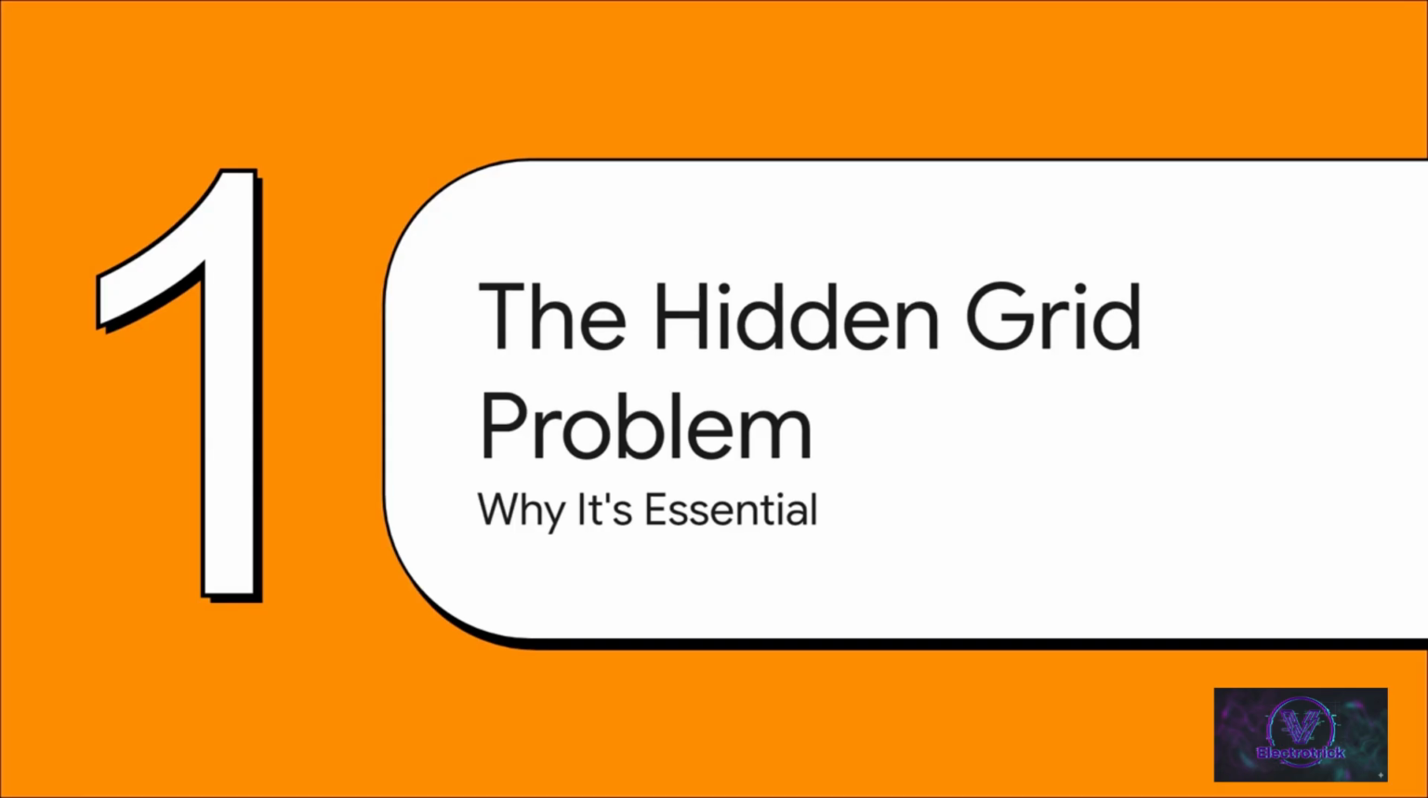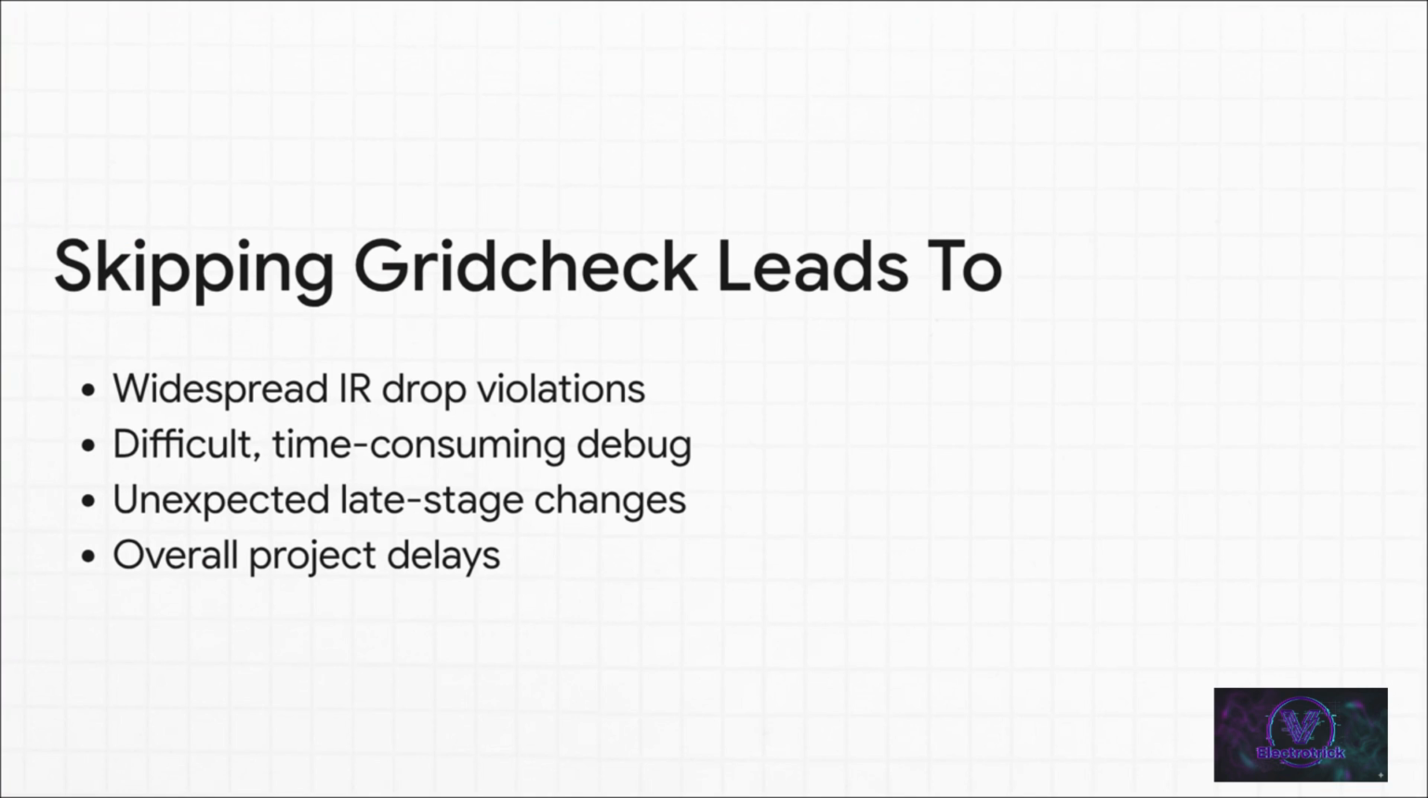So why is this pre-check so important? Well, because skipping it creates this cascade of problems down the line that become incredibly hard and super expensive to fix later on. Let's take a look at what happens when you try to cut this corner. If you jump right into an IR analysis with a weak grid, you're going to see violations just pop up everywhere. The problem is you won't be fixing the real issue, you'll just be chasing symptoms. And that leads to these painful, long debug cycles, sudden and costly design changes right at the end, and you guessed it, major project delays.